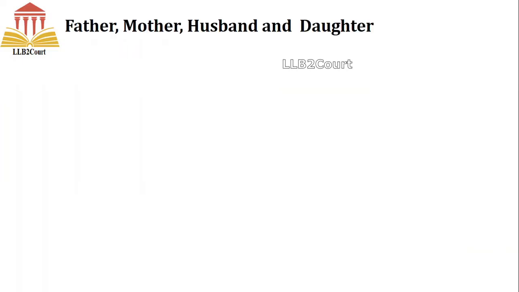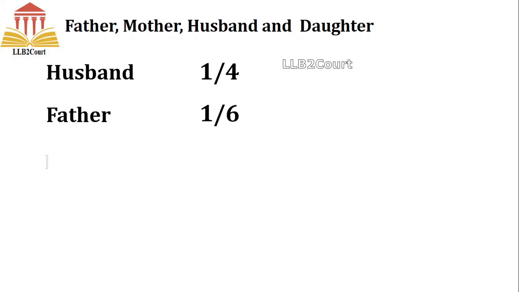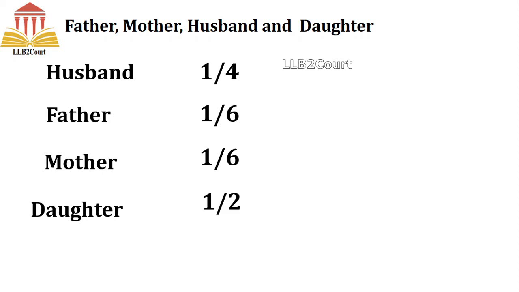So the next illustration: the deceased left behind 4 people, father, mother, husband and daughter. So now husband's share is 1 by 4 since daughter is there. So father's share is 1 by 6 and mother's share also 1 by 6, and daughter's share will be half because there is no son.